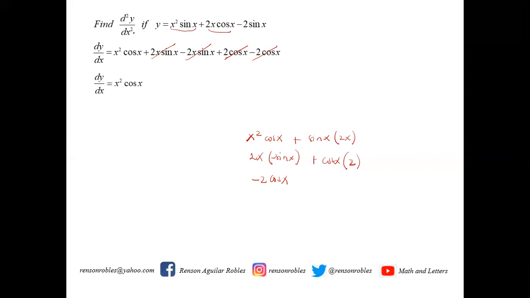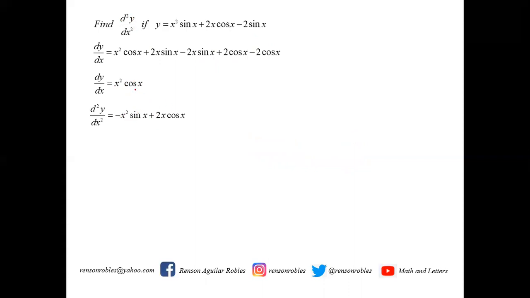And then to find the second derivative again, we use the derivative of product. So this will be our u and this will be our v. And then doing the same, we shall have x squared times derivative of cosine x is negative sine x, then plus, you copy cosine x, and then you differentiate x squared, and that is 2x. So therefore, the second derivative of y in terms of x is equal to negative x squared sine x plus 2x cosine of x.